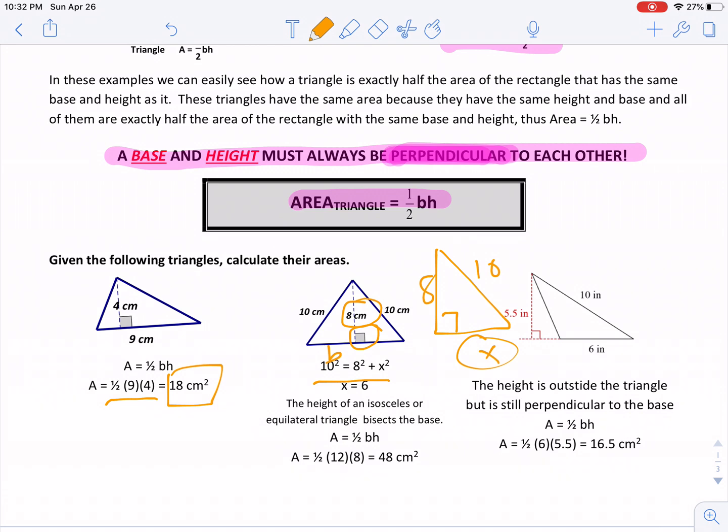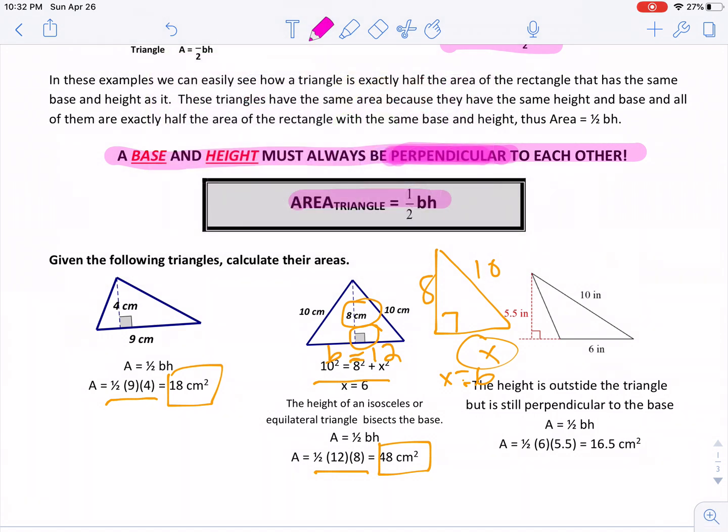So x here is 6, but that's only half the base, so b isn't 6, it's 12. Now our 2 things that are perpendicular are the height, which is 8, and the base of 12. So my area equals 1/2 times 12 times 8, which comes out to be 48 centimeters squared.